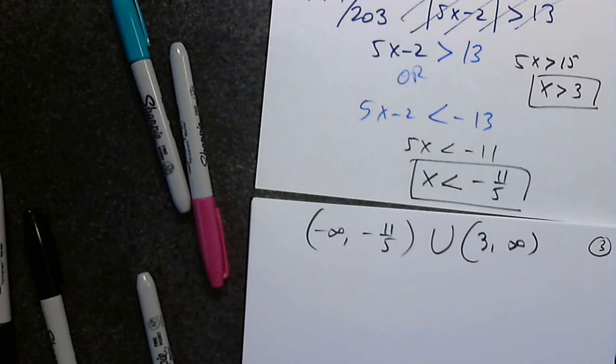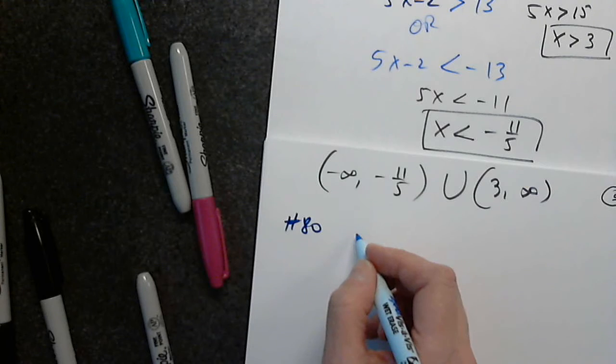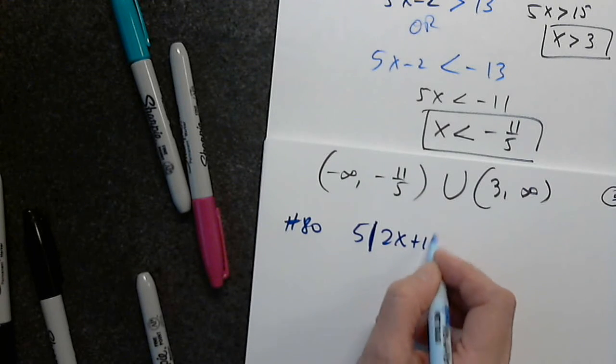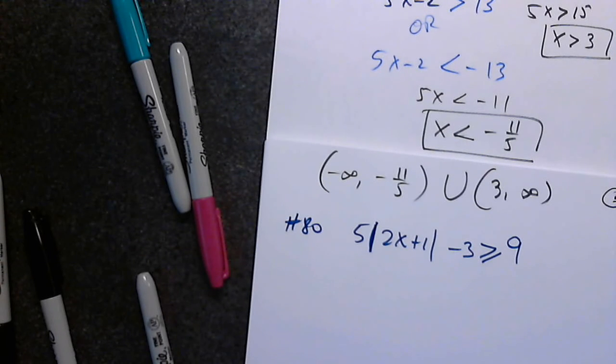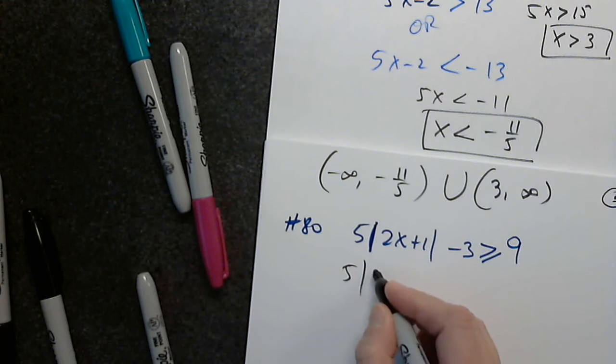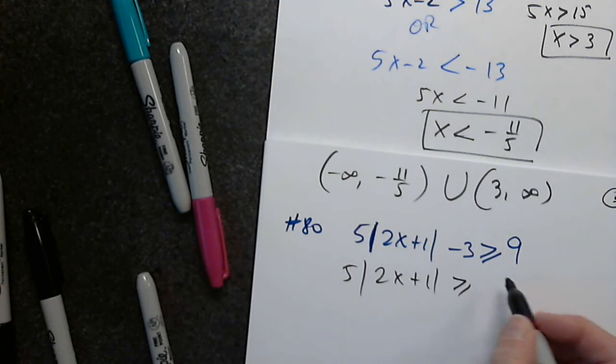Okay, so here's another example. Let's say problem 85. The absolute value of 2x plus 1, minus 3, times 5, greater than or equal to 9. Okay, what is the first step when we look at this inequality? What do we conclude? Going to add 3. Of course, we have to clean it up. We have to add 3, so this is 5 times the absolute value of 2x plus 1 greater than or equal to 12.